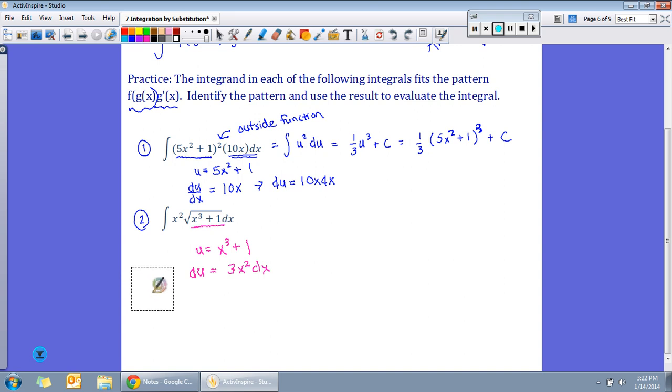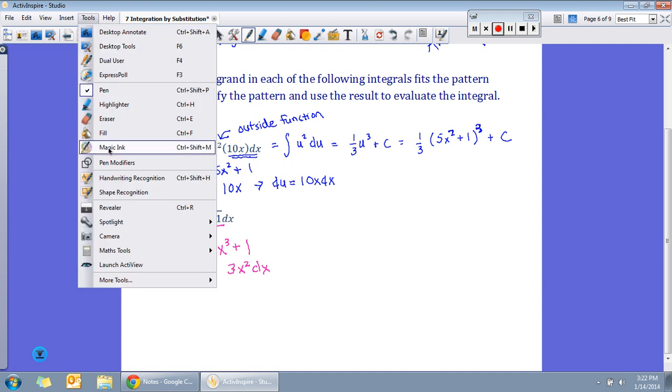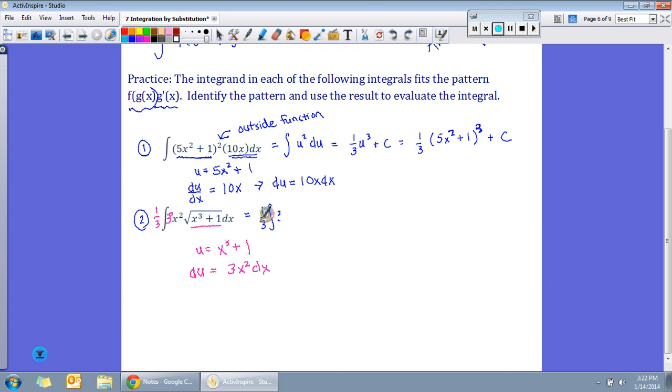So our problem is that our du is missing, well, we don't have everything we need. We need to have a 3 here in order to have a full du, which we can do, except we can't just multiply by 3. You have to keep the problem the same. So if you multiply by 1/3 on the outside, that will keep your problem exactly the same. So we can rewrite it as 1/3 the integral of 3x squared times the square root of x cubed plus 1 dx, and then rewrite it in terms of u.